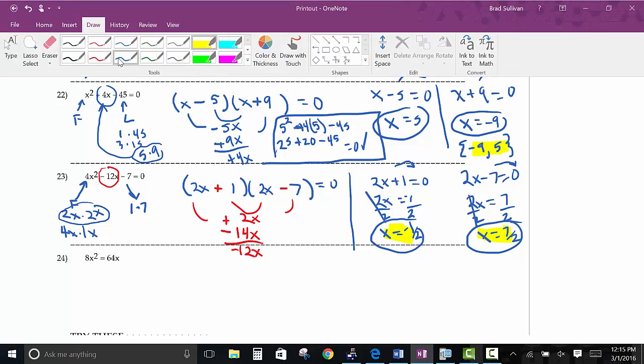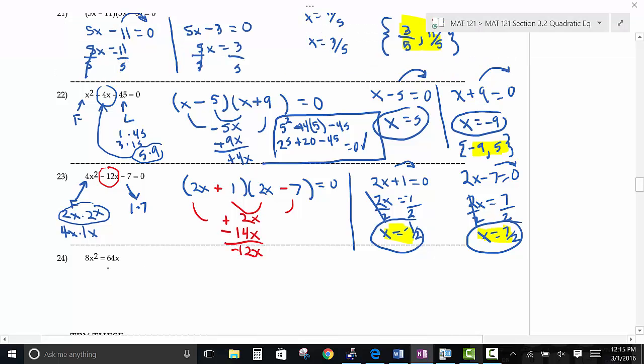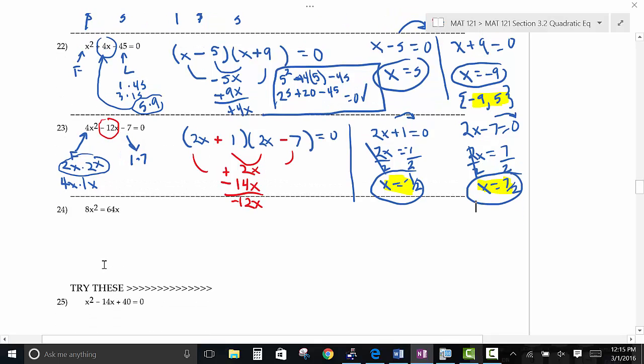It's a little harder, but you have the ability to go through and see if it checks and works out. Okay, what do you think the first step on number 24 is? Exactly, set it to 0. When you see that you have an exponent of 2 or higher, the way you solve these equations, first of all, is to make sure that one side's equal to 0.